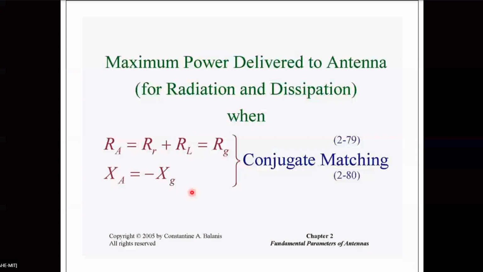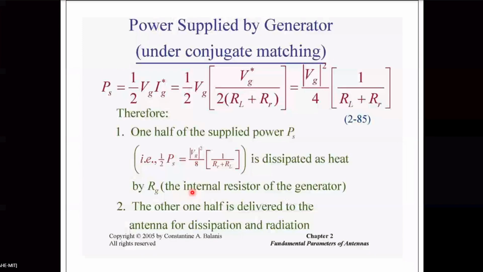Power supplied by the generator is half VG into IG star. Under conjugate matching, VG and IG will be in the same phase. So the real power is half into the real part of VG into IG star, but under conjugate matching, VG and IG have the same phase.